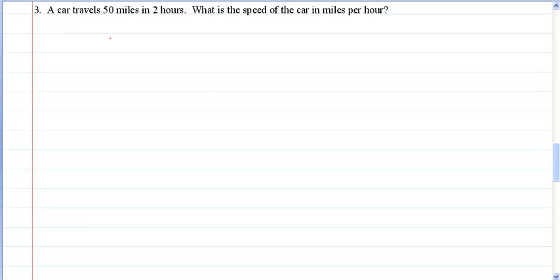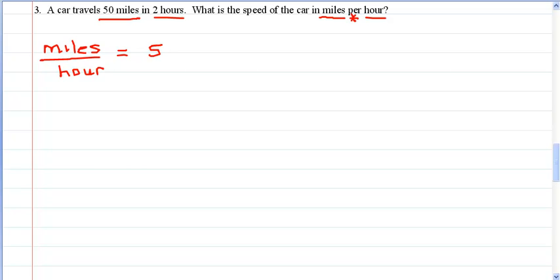For number 3, a car travels 50 miles in 2 hours. What is the speed of the car in miles per hour? This word per is really in place of the word to. So we have miles first, hours second. So miles over hour, and if I look back at the first sentence, we had 50 miles and 2 hours. So I take 50 over 2, divide both numbers by 2 to get this fraction in simplest form, and I end up with 25 over 1.